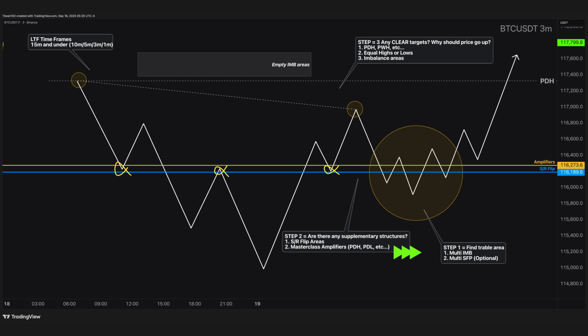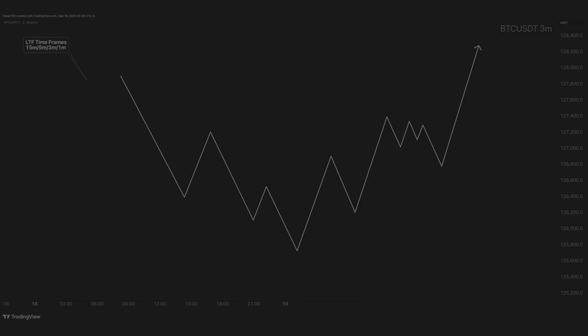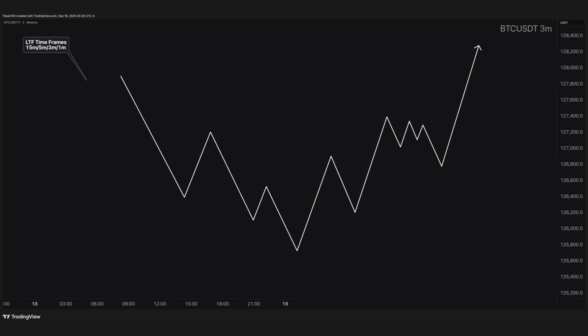And there you have it. Step 1, you find yourself a tradable area. Step 2, you confirm it with extra supportive structures. Step 3, you identify the great and clear targets. Now let's move on and talk about the trade entries. So the entries will be our last step.